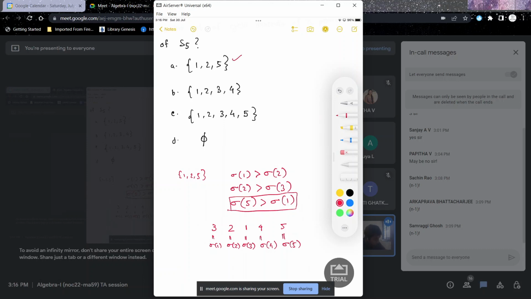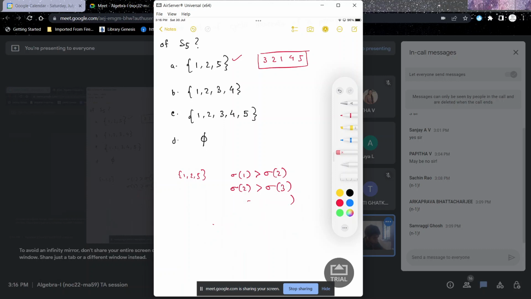So yeah, we just saw that certainly 1 to 5 is a set of cyclic descents, and a permutation whose set of cyclic descents is 1 to 5 is, let's say, 3, 2, 1, 4, 5. This is one permutation whose set of cyclic descents is 1 to 5, right? So let's look at the second one. The second one is again simple to see.